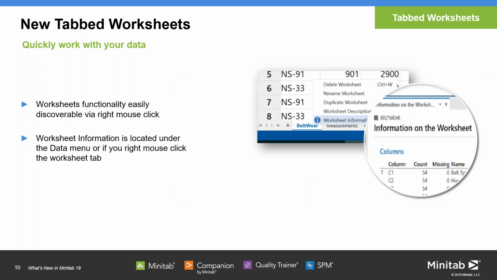Also, the right mouse click functionality on one of these tab worksheets will allow you to do things like rename the worksheet, duplicate the worksheet, and this is also where you'll find access to the worksheet information, which replaces the show info from the previous project manager toolbar from release 18. So in Minitab 19, the worksheet summary information is displayed as a separate element in the output pane.